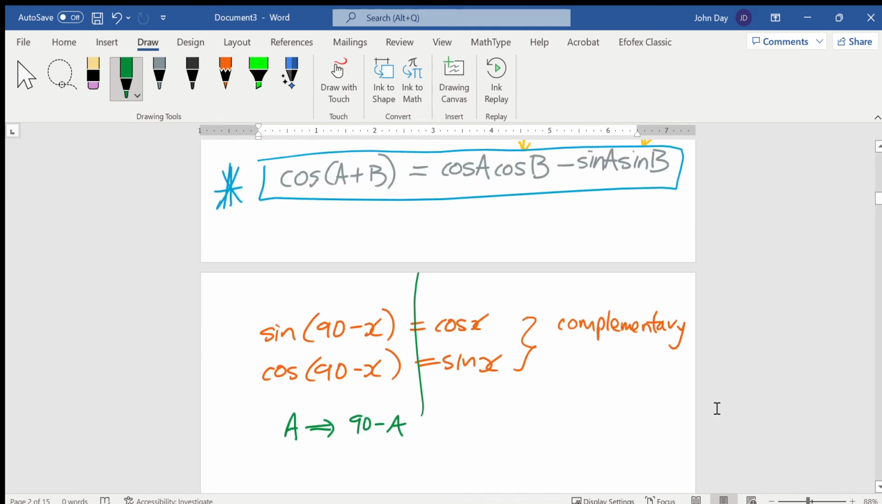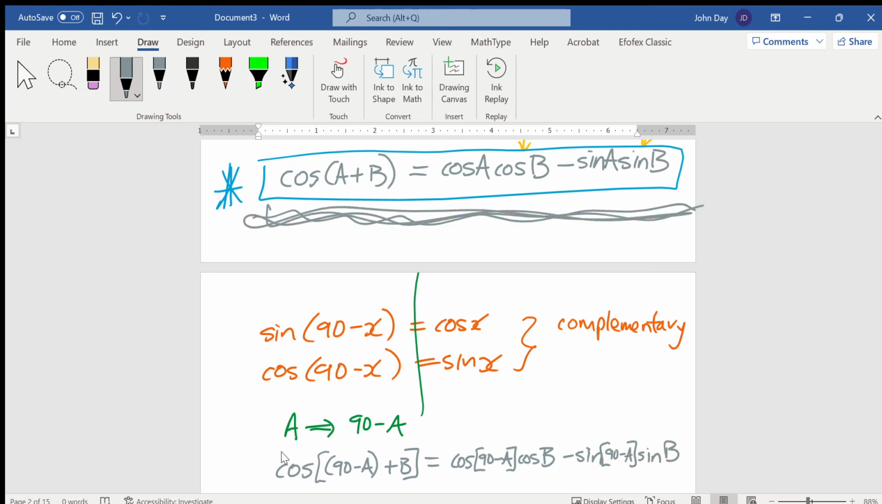So I've just got room to be able to see it. I'll write what would happen down. I would get cos of 90 minus A plus B equals cos of 90 minus A cos B minus sine of 90 minus A sine B. So I've just used this rule up here, but wherever I saw an A in that rule, I threw in 90 minus A. I just made the angle be 90 minus A, because A and B are just angles.